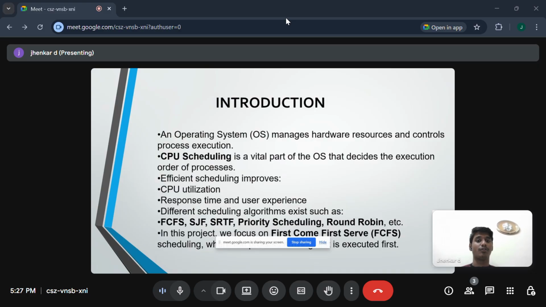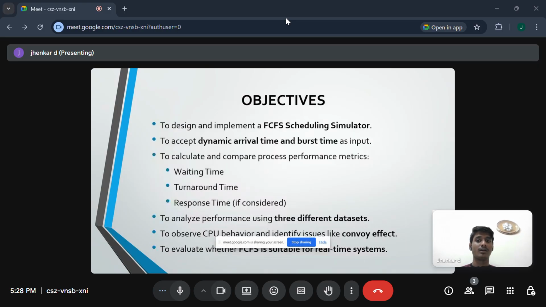But in this project, I am focusing specifically on first come first serve, where the process that arrives first gets executed first. It is simple and easy to implement, but it also has limitations, which we will see later. Objectives. Next, we can go to the objective slide.